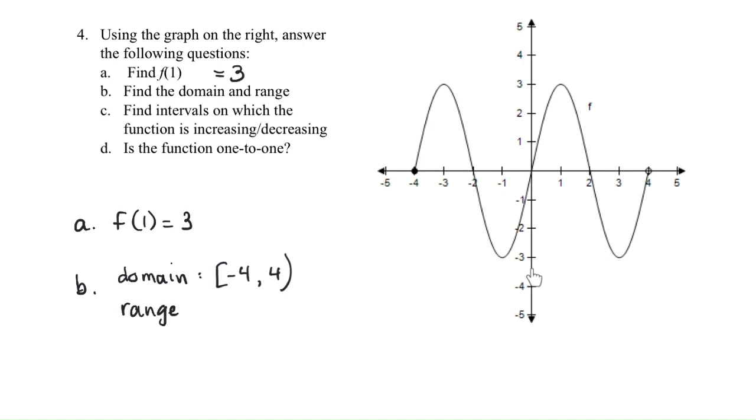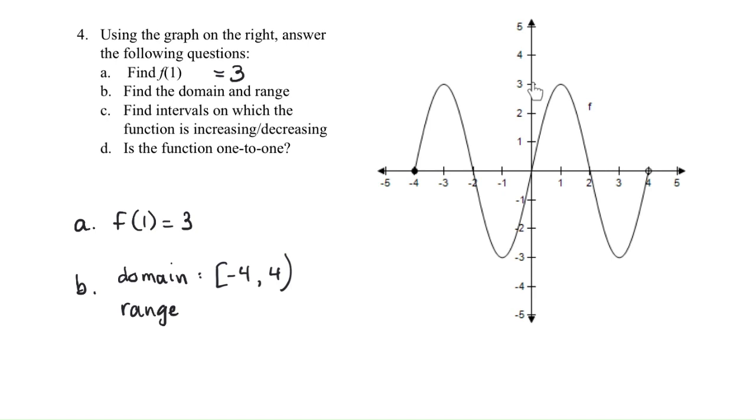Now the range, we're going to look on the y-axis because the range is the set of all possible outputs or y values. So there aren't any y values on the graph that are higher than +3, nor are there any y values on the graph that are lower than -3. So -3 is the lowest bound all the way up to +3, which is the upper bound.